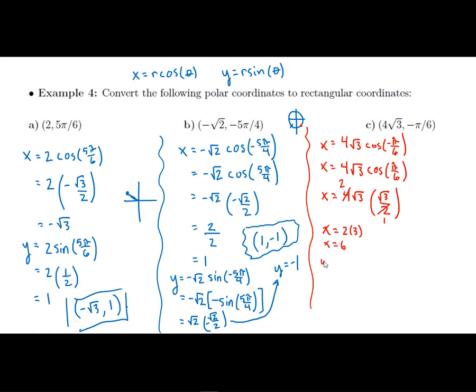And then we do the same with our y value. y equals 4 root 3 times the sine of negative pi over 6. But that will be 4 root 3. The sine of negative pi over 6 is negative 1/2. And so that's going to be negative 2 root 3 after that cancellation there. So my point here is (6, -2 square root of 3).